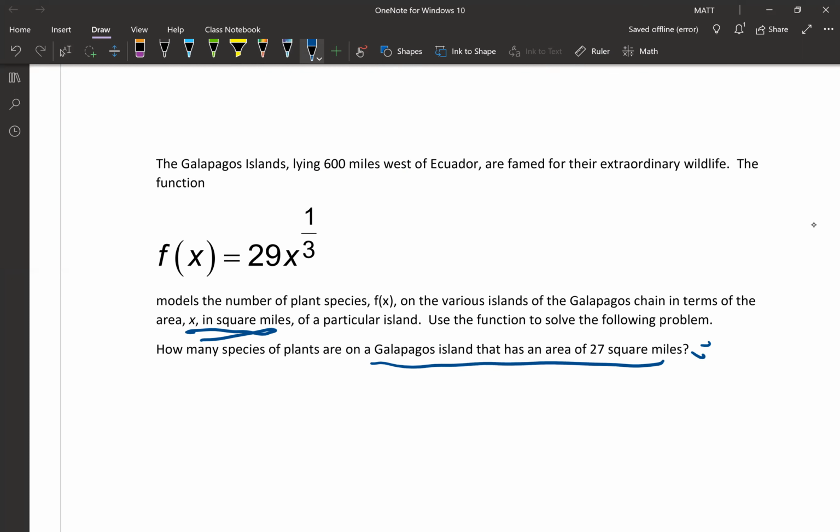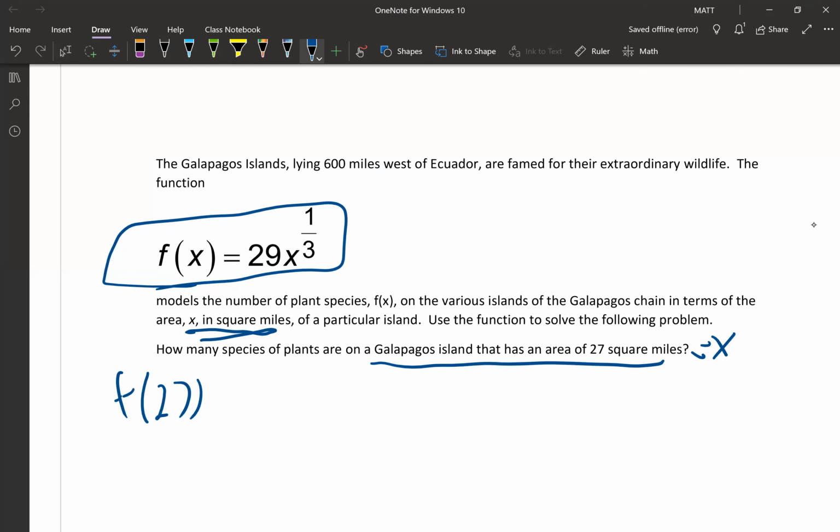That's what x is equal to. So we know that we have 27 square miles, and we want to know what this is when we have f of 27. So that's equal to 29, substituting in 27 to the 1/3 power. And remember, 27 to the 1/3 power is just the cube root of 27, and that's still multiplied by 29.